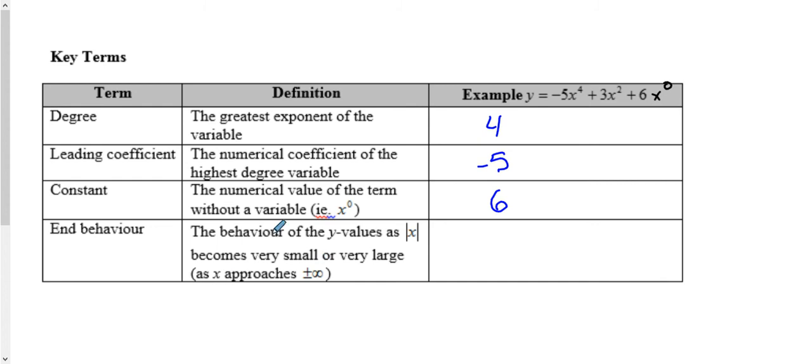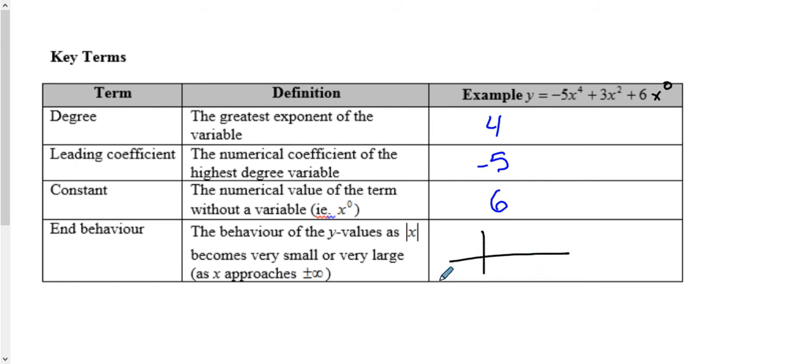End behavior. End behavior is new. This is the newest one that we're going to be talking about here. It's the behavior of the y values of our function, basically, as they become very small or very large. So it's best to describe it with an example.